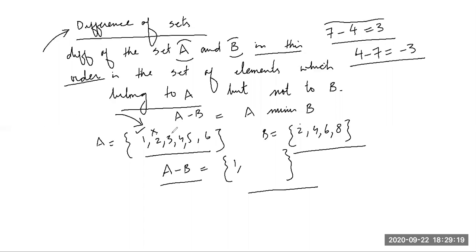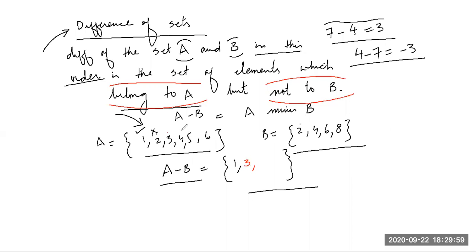What about 3, students? Shall we take 3 or not? It belongs to A but does not belong to B. Correct. So shall I take it or not? Yes, I should take it. The difference of sets A and B in this order is the set of all elements which belong to A but not to B. If some element belongs to A and also belongs to B, I will not take that element. If an element belongs to A but doesn't belong to B, I will take it. Now 3 belongs to A but 3 doesn't belong to B, I will take it.